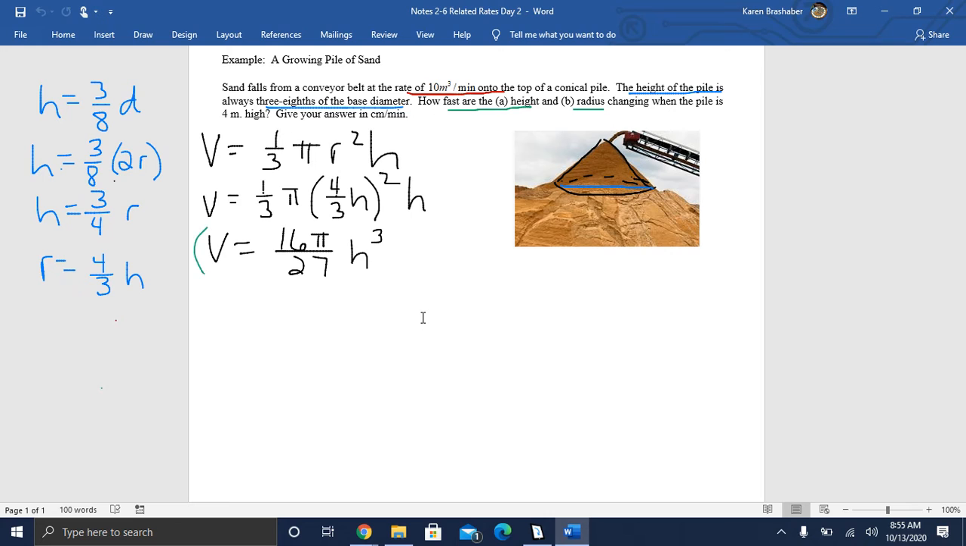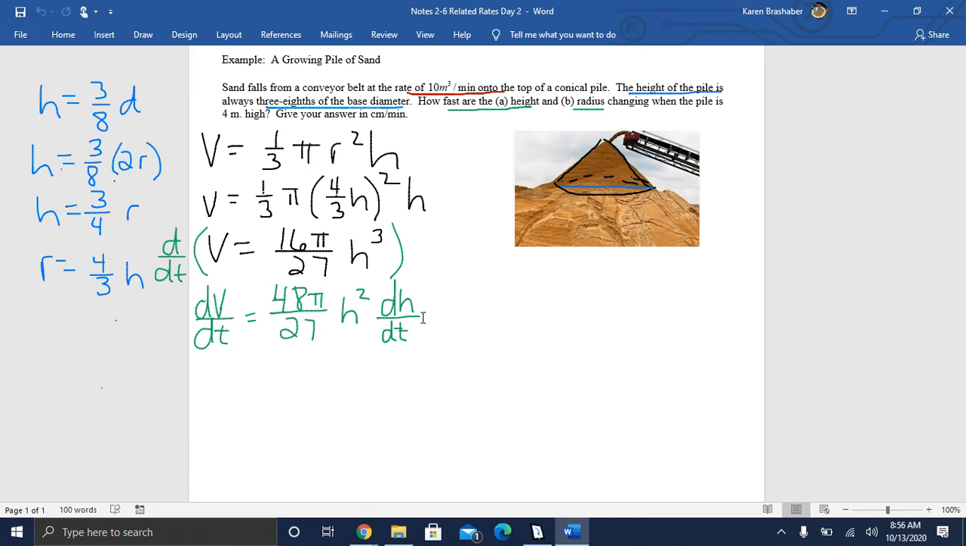So I'm going to take that and do the derivative with respect to time, which will give me dV/dt equaling, all right, now I can multiply the 3 by the 16 pi over 27. You could reduce it, I'm not going to. So 3 times 16 is 48 pi over 27, and then it's h squared. Because the h is not time, we have to have dh/dt.